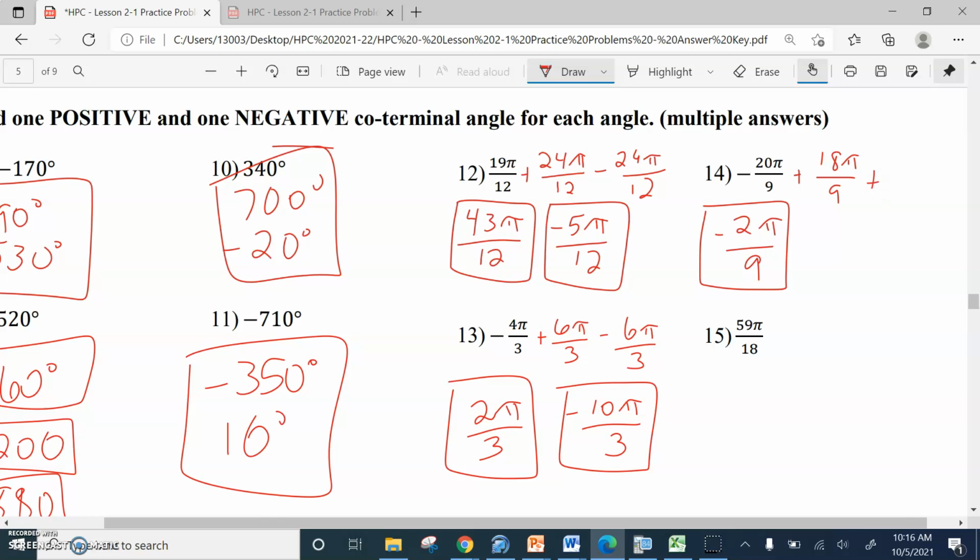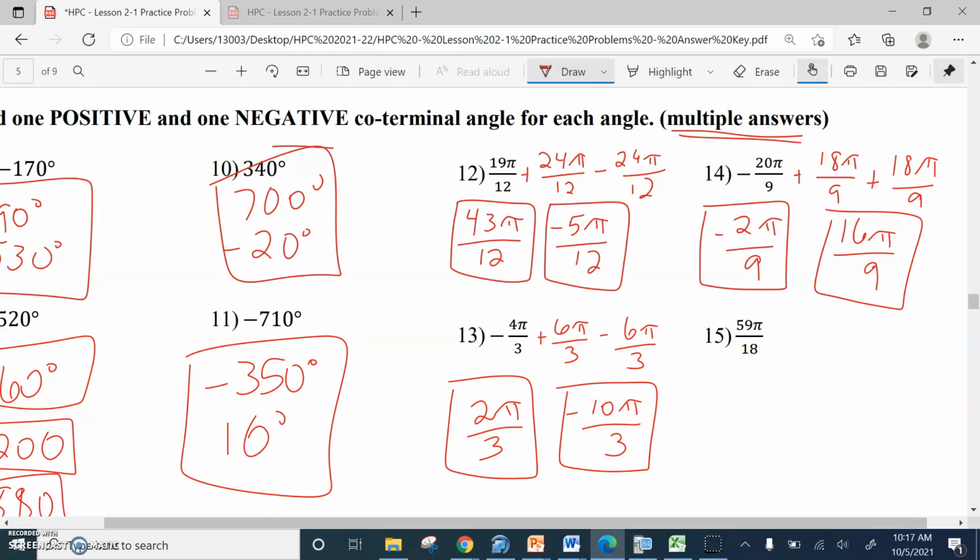Then we're going to add it again. And negative 2 pi over 9 plus 18 pi over 9 is 16 pi over 9. And we can keep going. You could have subtracted and said negative 38 pi over 9. That's also an acceptable answer. But again, there's always this idea that there's infinite answers.